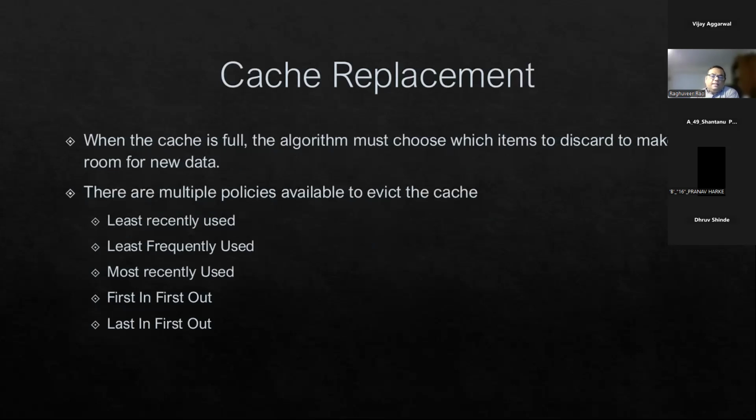These multiple policies are like the least recently used and the least frequently used. In the least recently used, basically, you put a timestamp on when that particular element was accessed, and you keep filling the cache. Once the cache is full and the next element comes, you go to the element which was least recently used, that means it was used way in the past. You take that element, remove it from the cache, and add the new element.